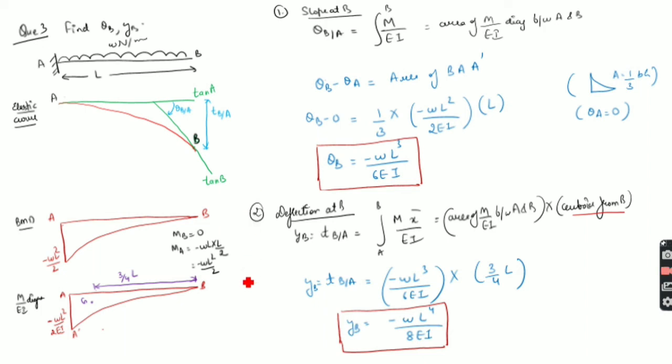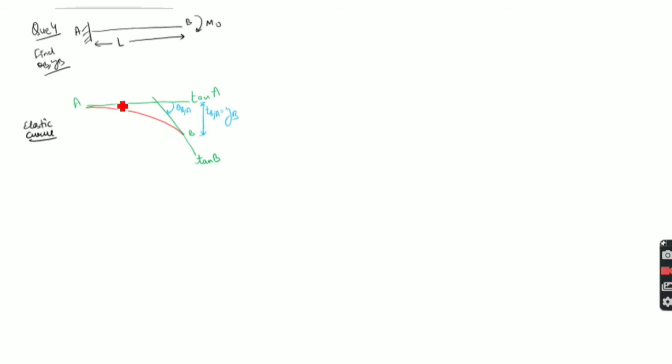So very simple. Once you know how to draw the M by EI diagram and how to draw the elastic curve, there is nothing much difficult. Now the next question is again for a cantilever beam, but it is subjected to a bending moment and not a force at B. So irrespective of any force, the deflection will be like this. So again we make the elastic curve and the tangents. We show theta BA and TBA and YB. So TBA will be equal to YB.